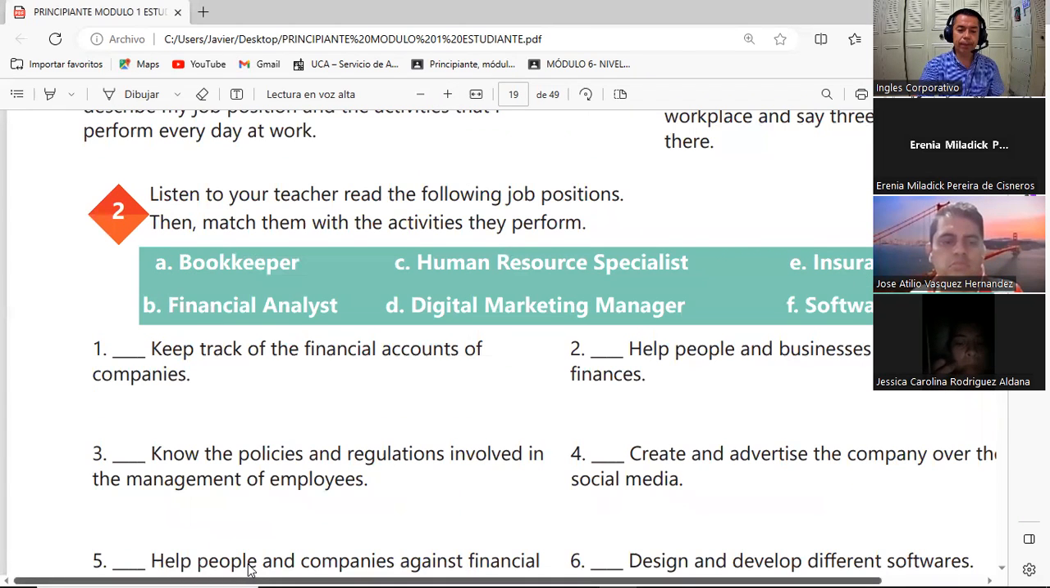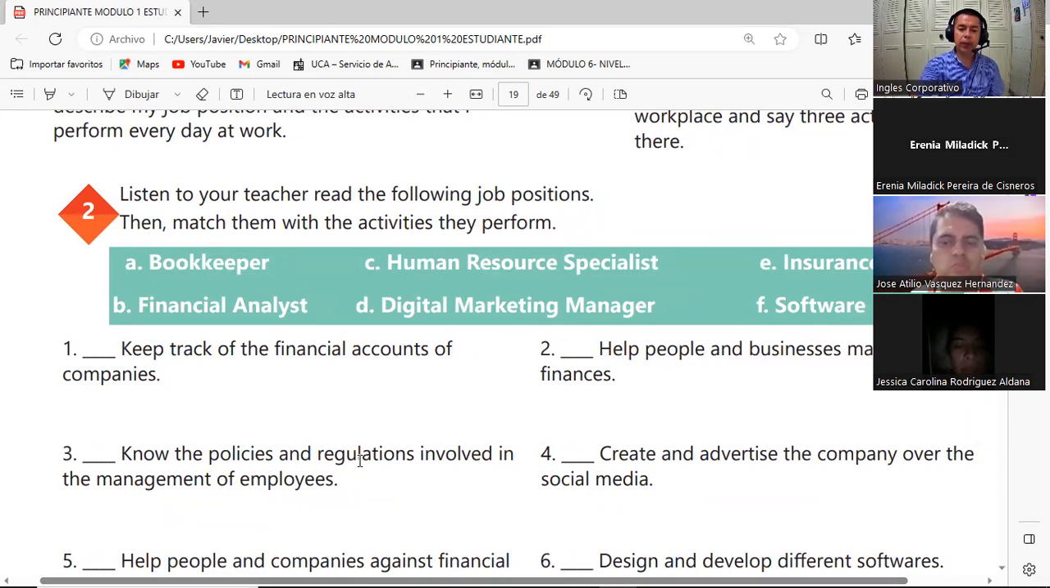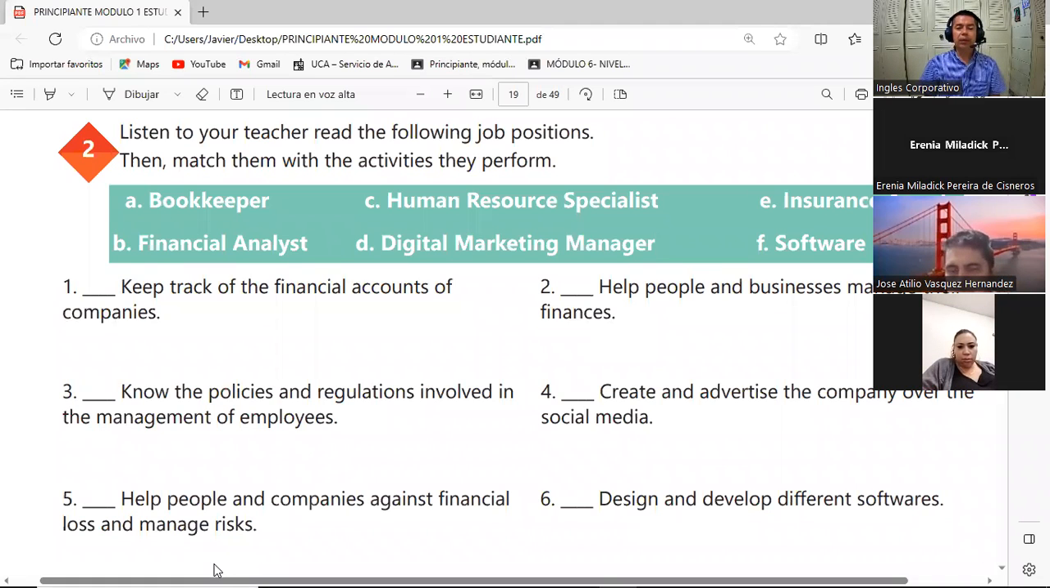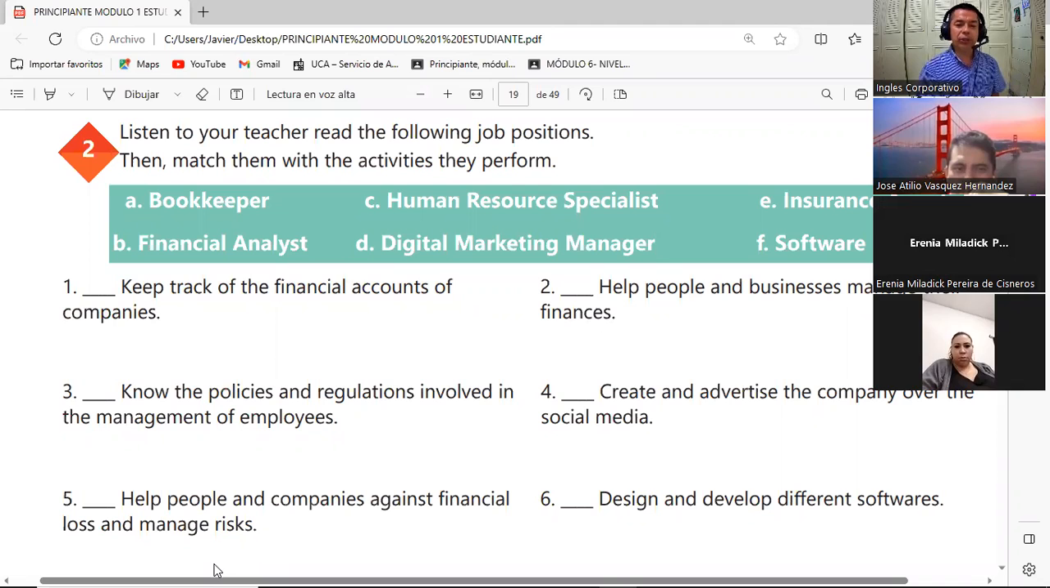Let me see. Okay, here we are, right? Yes, good. Now let's start with bookkeeper, right? Bookkeeper, what is the definition, or what are the activities a bookkeeper does? Bookkeeper is the same as accountant, remember? Remember yesterday we said the bookkeeper is an accountant, right? So what is the definition of bookkeeper? Or what does a bookkeeper do? Help people, create and advertise the company, know the policies, help people. Keep track. Sorry? Hello? José Artilio? What is a bookkeeper for you? 1, 2, 3, 4, 5, or 6?